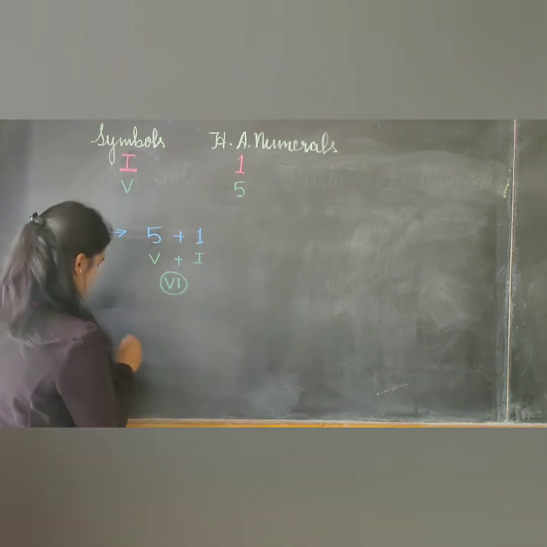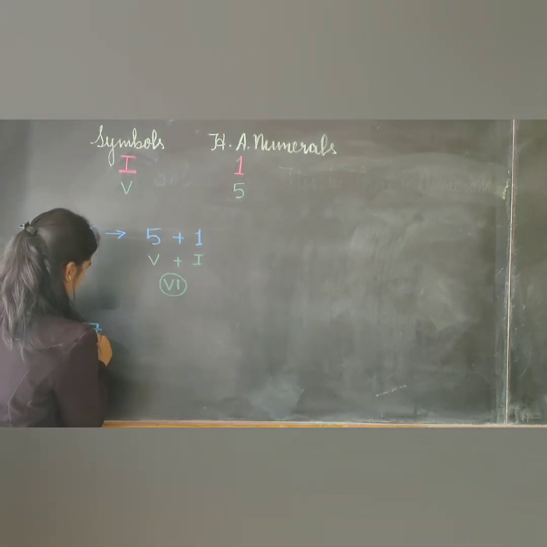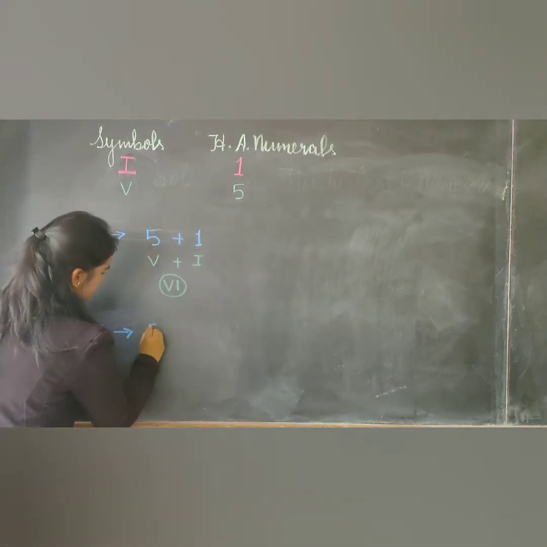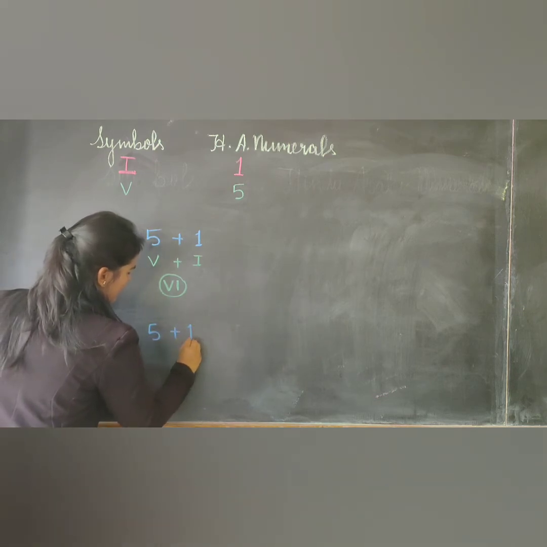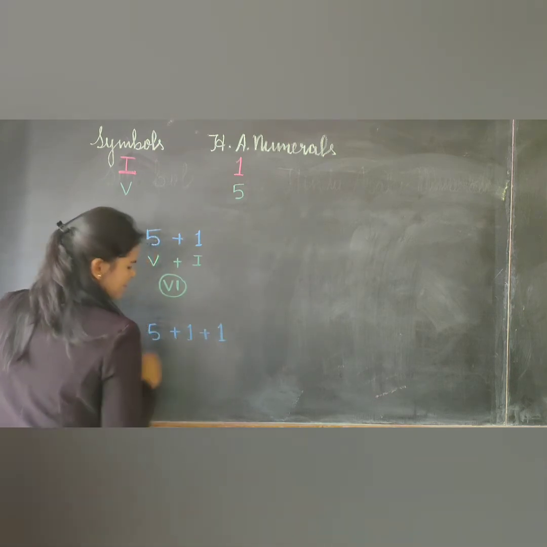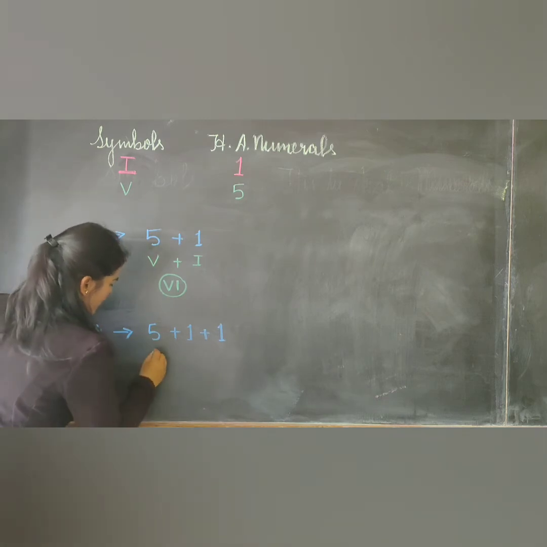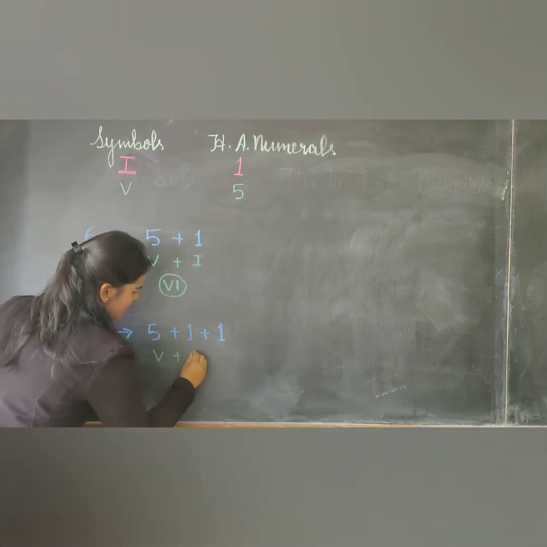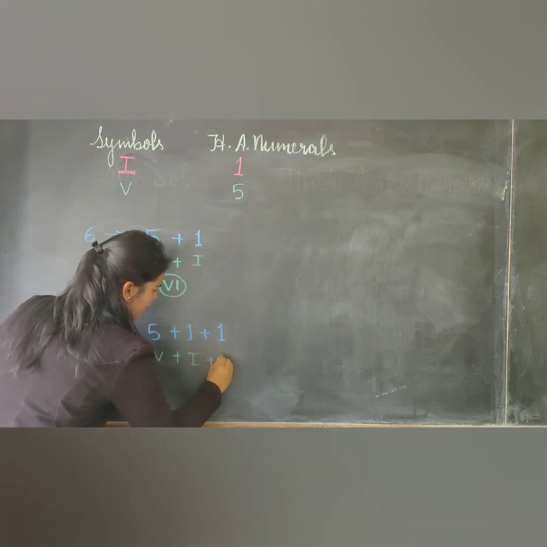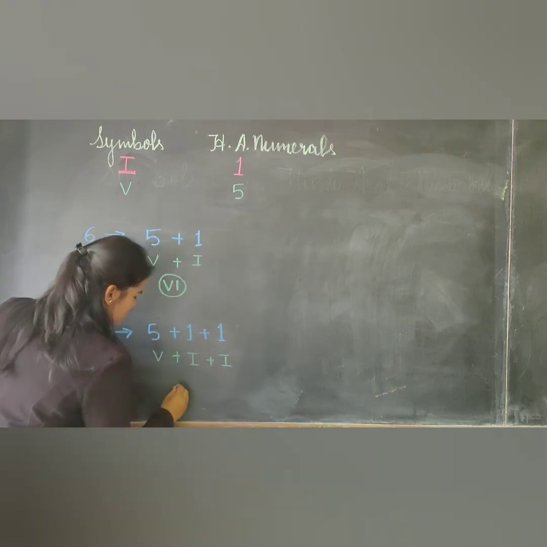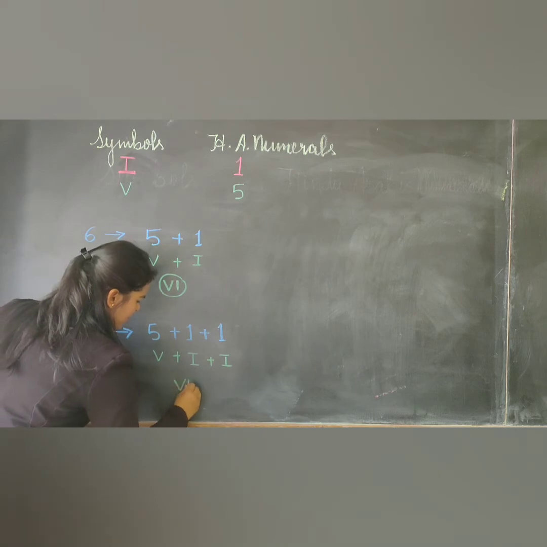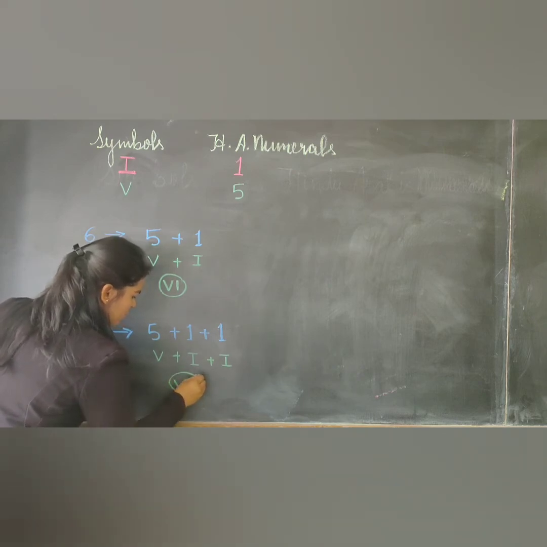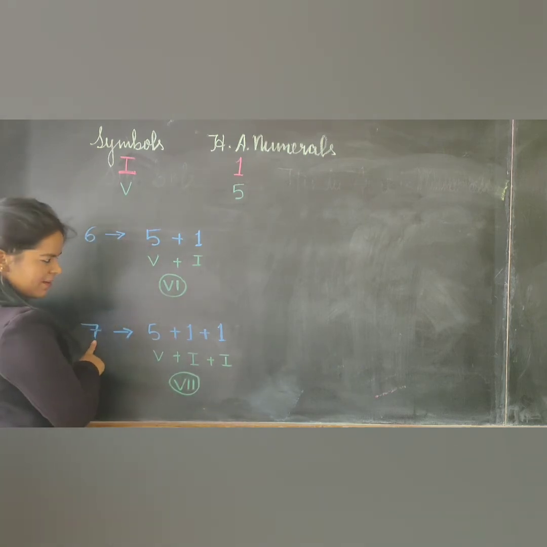Now how to write 7? So we know that 7 can be written like this, 5 plus 1 plus 1. Now 5 is written like V, for 1 there is I, and for 1 that is I. So write all together and it becomes VII. So VII is for 7.